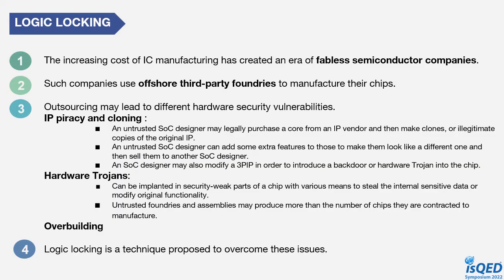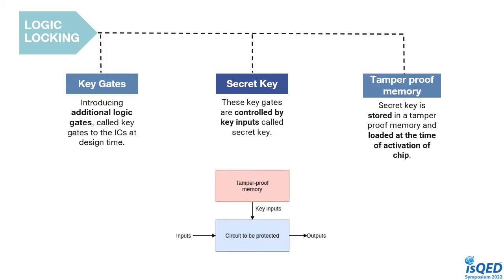Since the idea of fabless semiconductor companies came into the picture, all the manufacturing of chips has been shifted to offshore third-party foundries, which has led to different hardware security vulnerabilities like IP piracy and cloning, hardware trojans and overbuilding. So the idea of logic locking came into the picture. In logic locking, we introduce additional gates called key gates, which are controlled by key inputs called the secret key. The secret key is stored in a tamper-proof memory and loaded at the time of activation of the chip. And this is the basic idea.